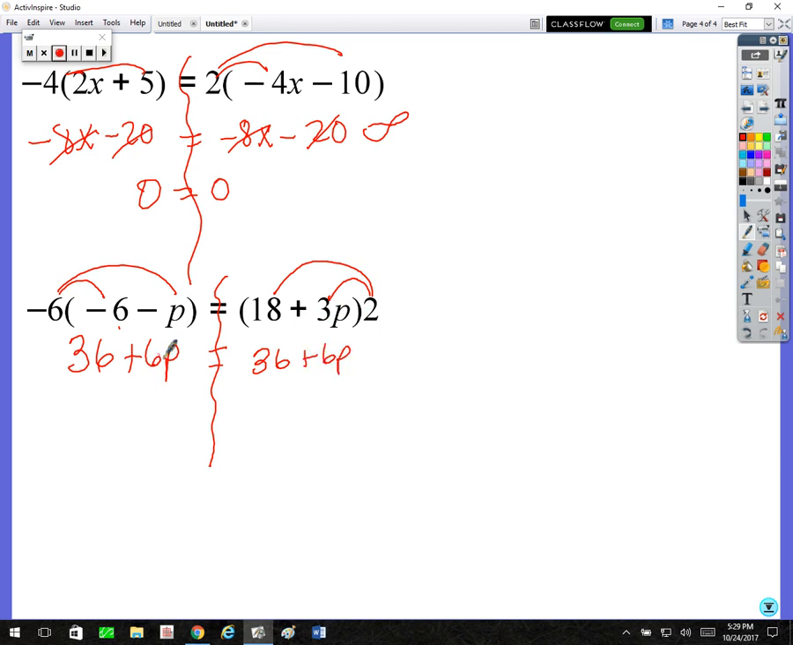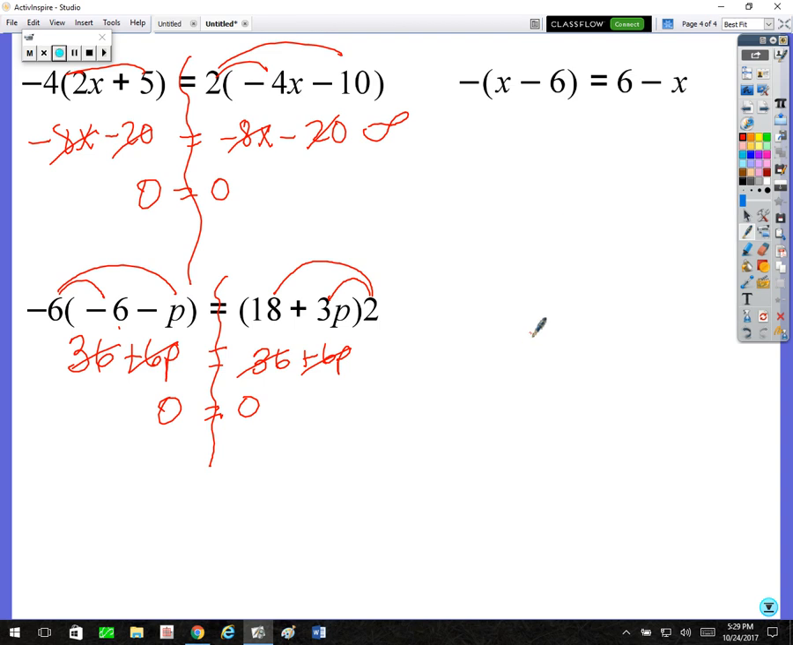Well, if you look, these equations are the same. 36 plus 6p equals 36 plus 6p. So I know right now this is a true statement, so it's going to be infinite. But hey, remember, cross out. These are going to cancel each other. 0 is going to equal 0. All right. Nice job with these so far. I think you guys have gotten the hang of these. But let's see what we can do with this one.